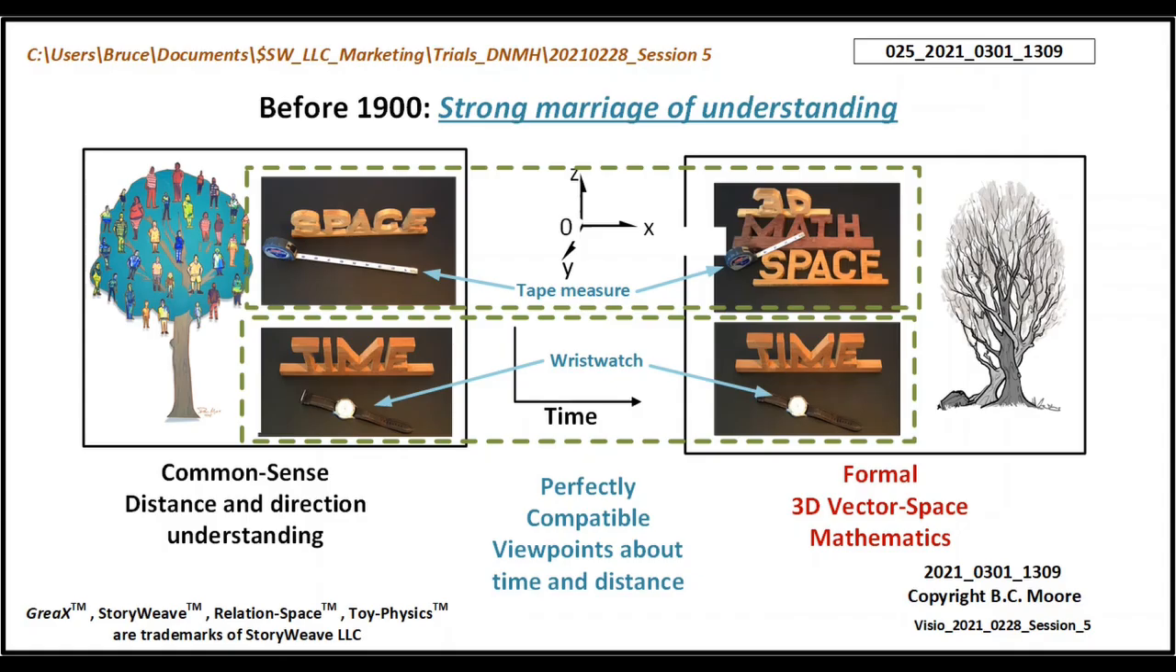Well, both of them had the same idea of that. They were perfectly compatible viewpoints, except Father Math had a formal method. Vector space mathematics is a formal method, and Mother Sense had a common sense method, but they were perfectly aligned until around 1900. So the next image is going to be about what shook up the relationship.